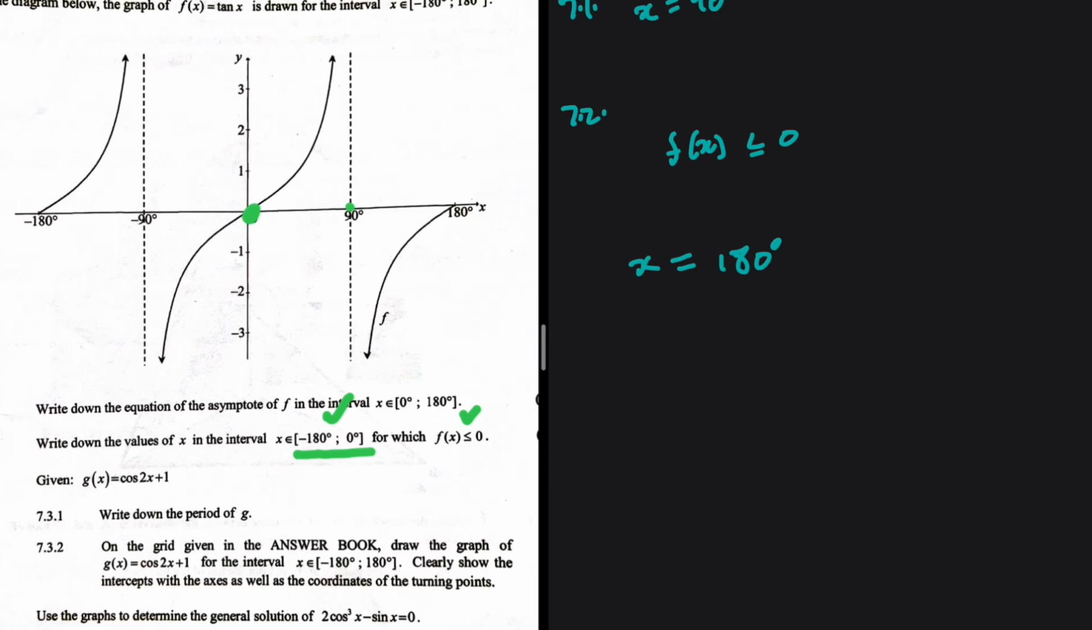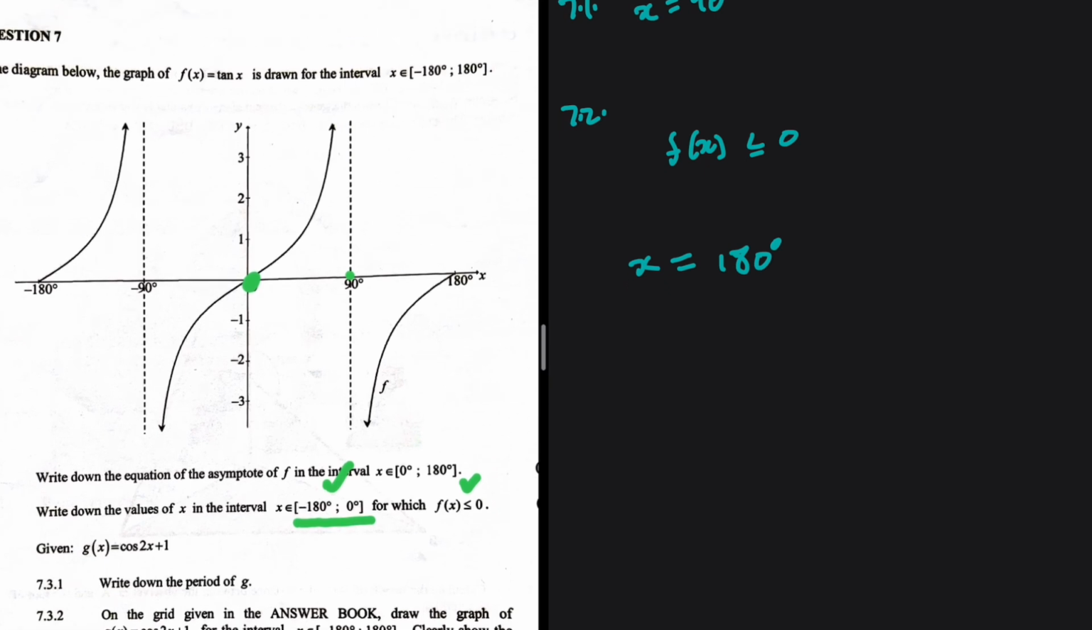But then from minus 180 to very close to minus 90, we can see that it is greater than 0. So we are not looking for that. That is not part of our solution. But when we go from minus 90 to 0, you can see that it is less than 0. So that should be part of our solution. Do we include minus 90? We don't. Why don't we include minus 90? Because it is not defined.